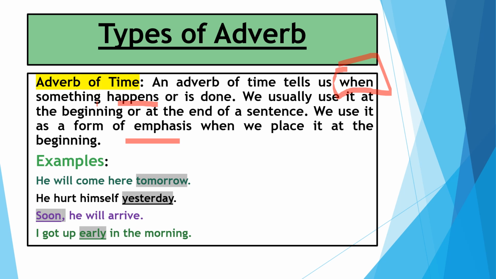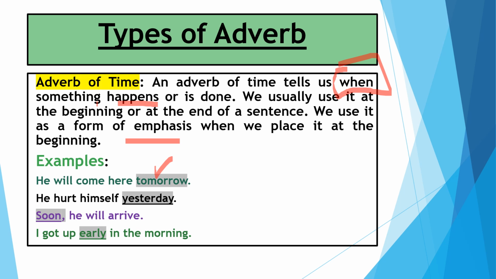For example, he will come here tomorrow. Now when will he come? So you will get to know that he will come here tomorrow. You will get to know that the answer is in the form of an adverb of time. So this word is really important.